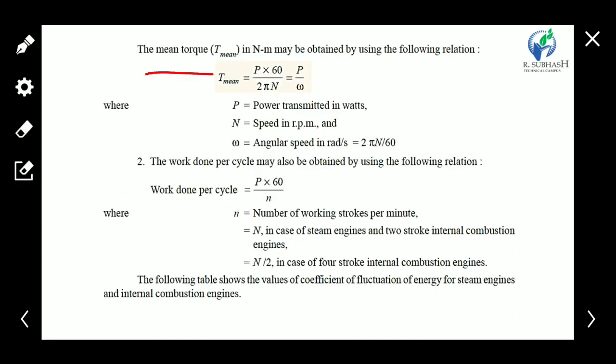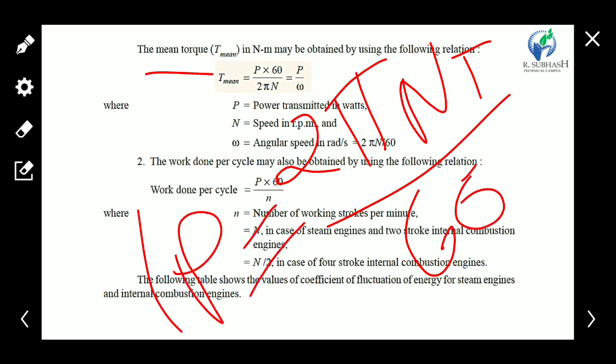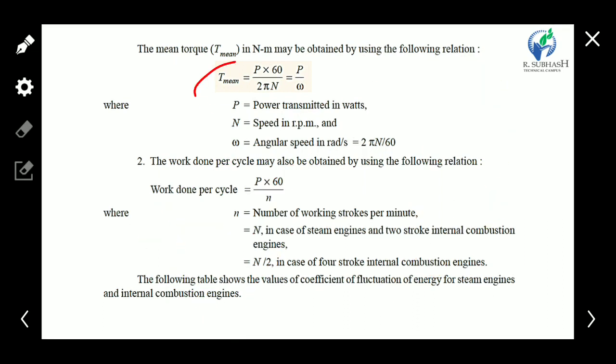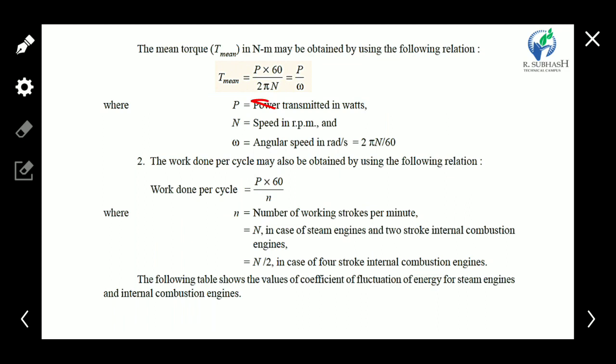Now the mean torque is found with the help of the equation P is equal to 2 pi N T upon 60. From that equation we can find the value of T mean as P into 60 upon 2 pi N, and we know that omega is equal to 2 pi N upon 60. So P upon omega. Here omega is the angular speed of the crankshaft or flywheel, P is the power transmitted in watts, and N is the speed in RPM.